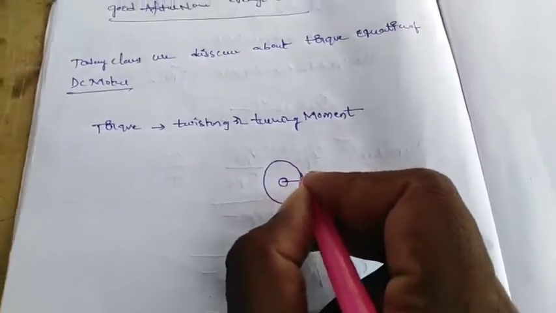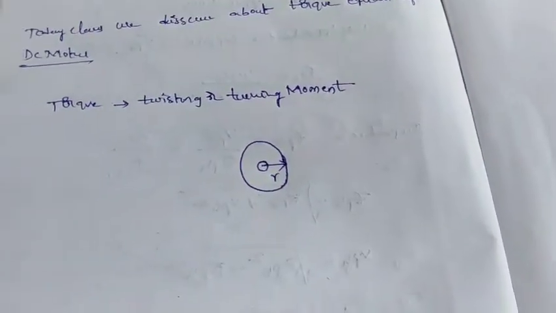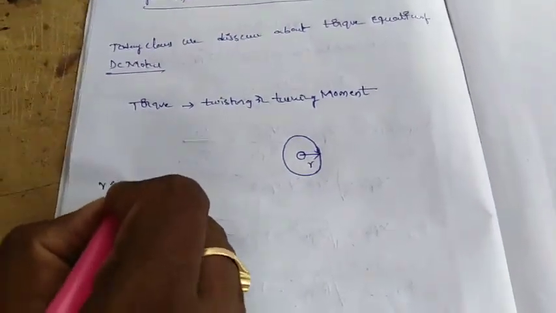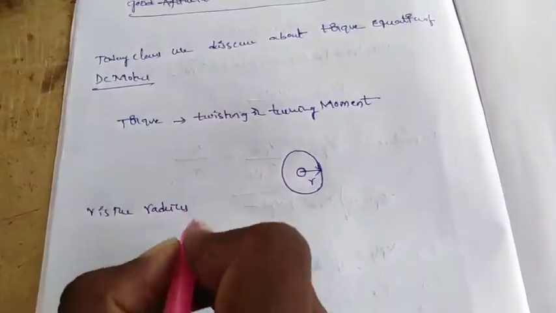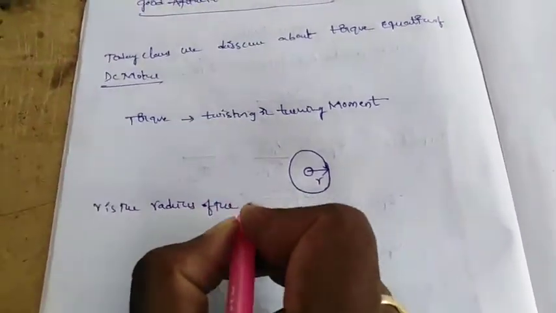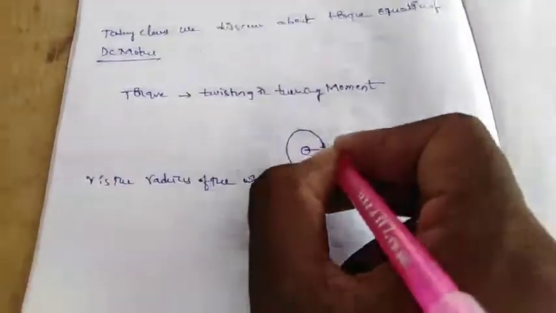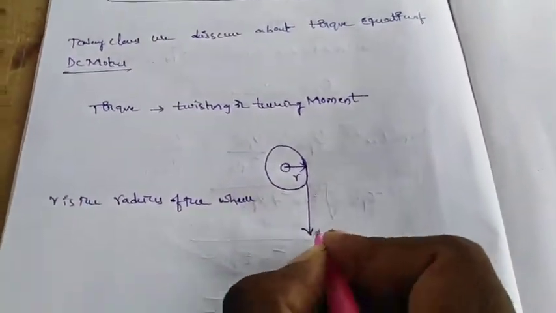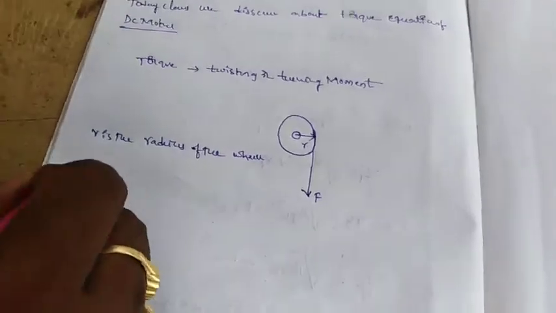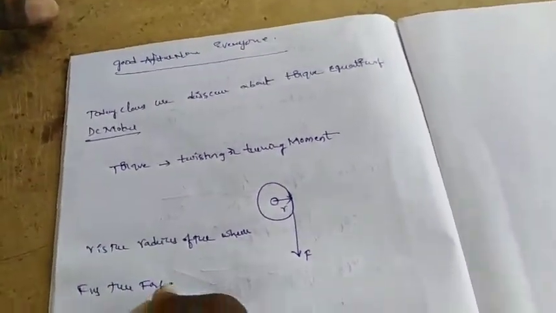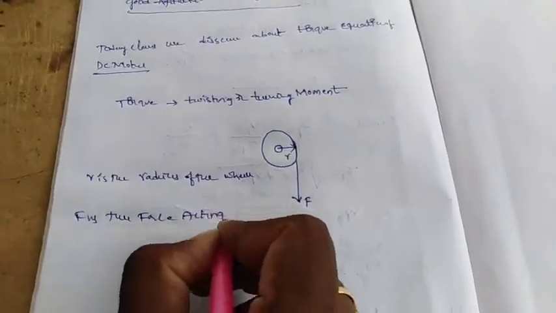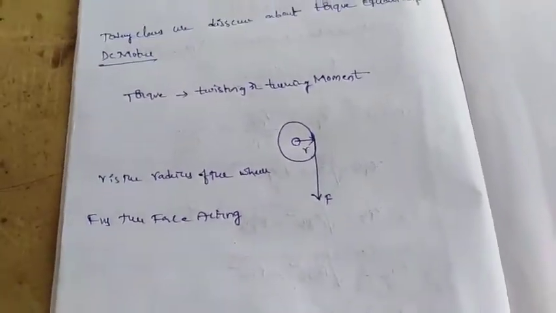Here, R is the radius of the wheel. The force acting is F. F is the force acting.